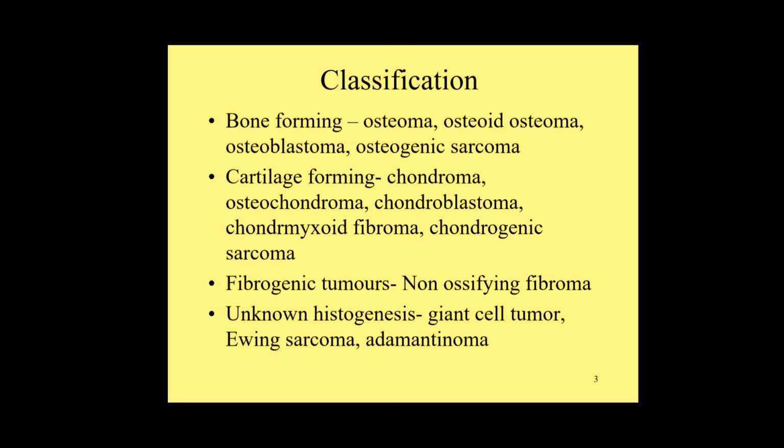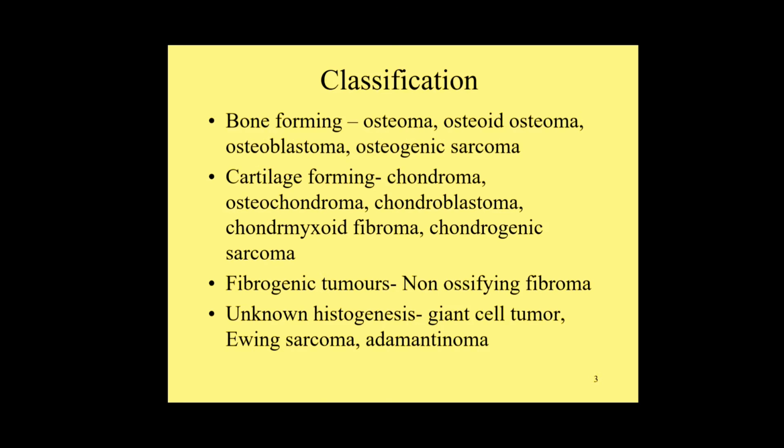So the bone-forming tumors are osteoma, osteoid osteoma, osteoblastoma and osteogenic sarcoma. The osteo word means bone formation. Cartilage-forming tumors are chondroma, osteochondroma, chondroblastoma, chondromyxoid fibroma, and chondrogenic sarcoma. Fibrous tissue-producing tumors are called fibrogenic tumors, and in this we will mainly be covering non-ossifying fibroma.